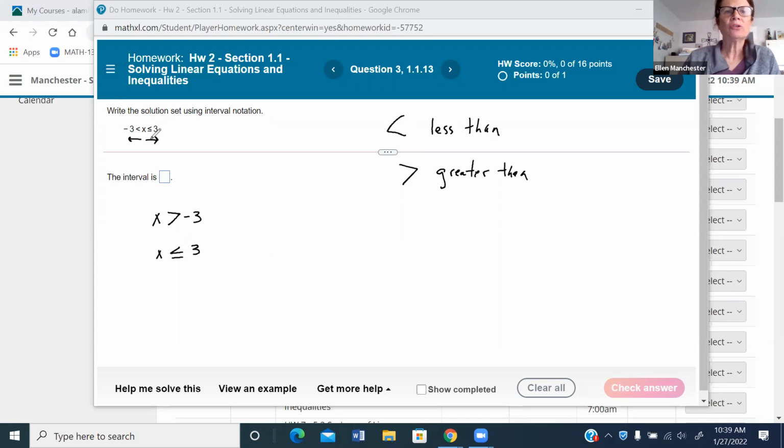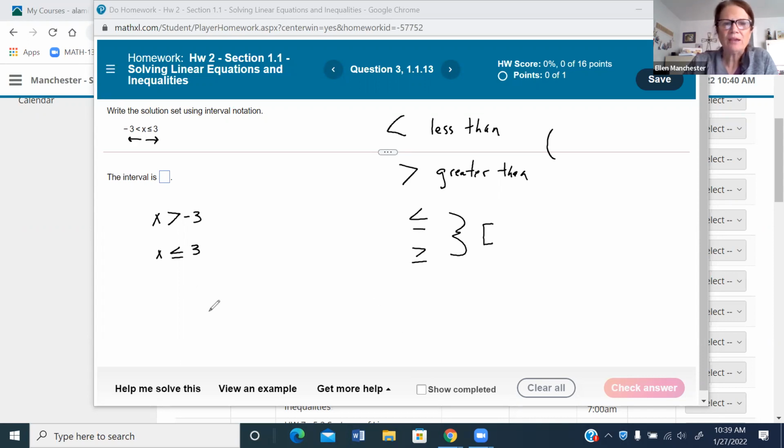So when you're looking at interval notation, when you have a less than sign by itself or a greater than sign by itself, the interval is going to be written with a parenthesis. Whichever side has the greater than or the less than by itself, it's a parenthesis. If you have less than or equal, or greater than or equal, then in interval notation it's a bracket. The bracket indicates that it's equal to, it's included.